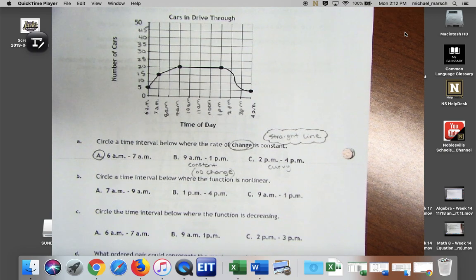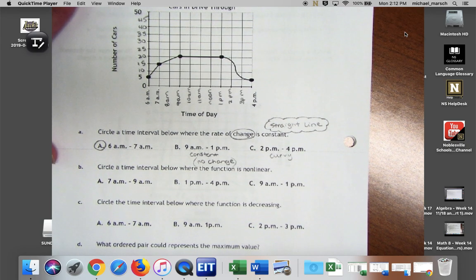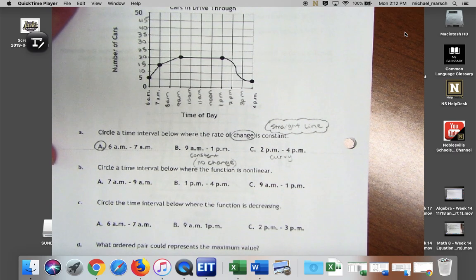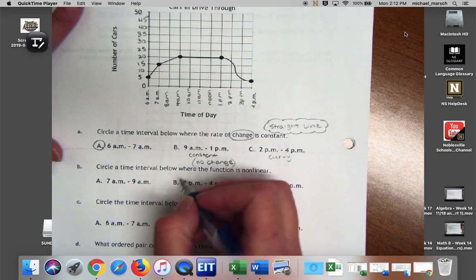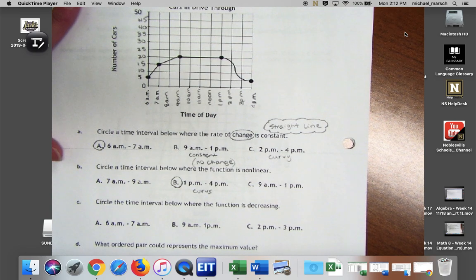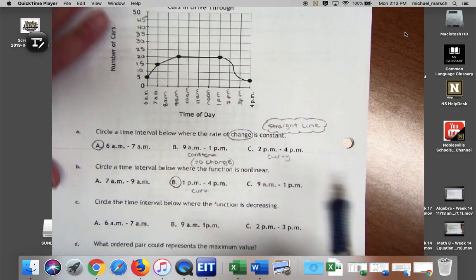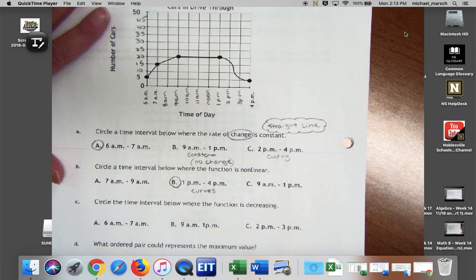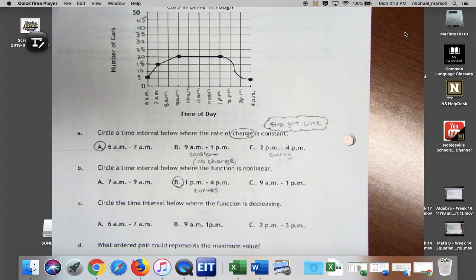Thanks. All right, part B. Circle a time interval below where the function is non-linear. So where do you see in this situation something that's considered non-linear? Nick? B, 1 p.m. to 4 p.m. Yep, and how did you know that? Because it curves. It's not a line. It curves, right? It either has to go increase, decrease, increase, decrease, that makes it nonlinear, or a curve, right?